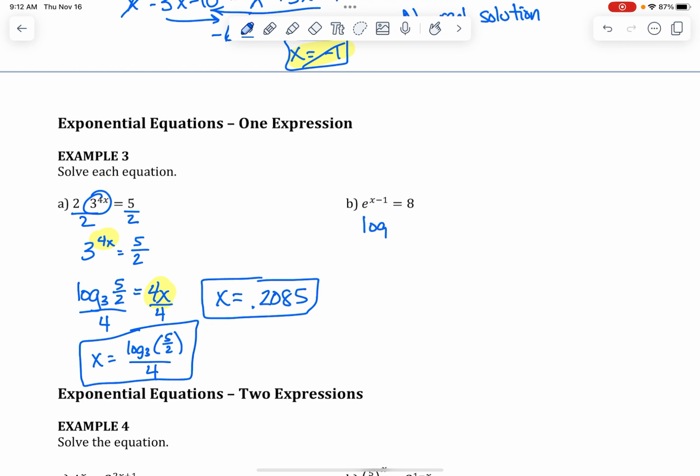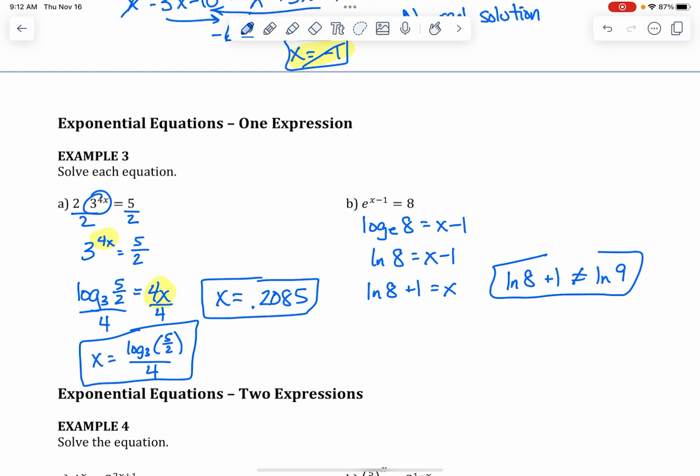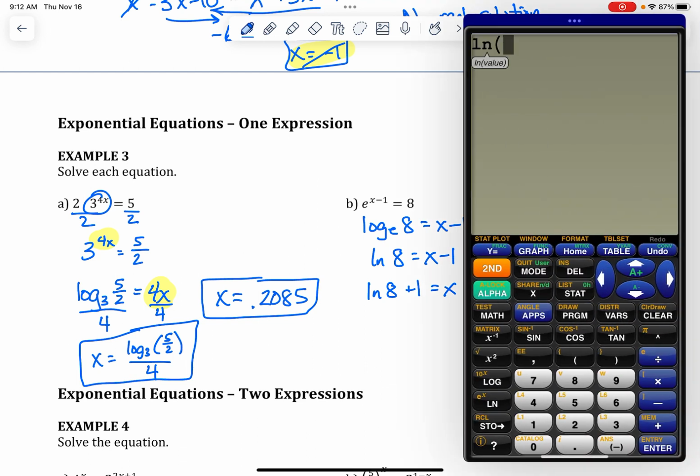If you think of this as log base e of 8, that's going to equal x minus 1. So maybe you think of that as ln, natural log of 8, equals x minus 1. And then solve for x. We'll just add the 1. ln of 8 plus 1. Now, please, under no circumstances, ln of 8 plus 1 does not equal ln of 9. Right? If you do that on the calculator, ln of 8 plus 1 is this number. ln of 9 is this number. They are not the same. Do not combine them. It's not in parentheses, okay?